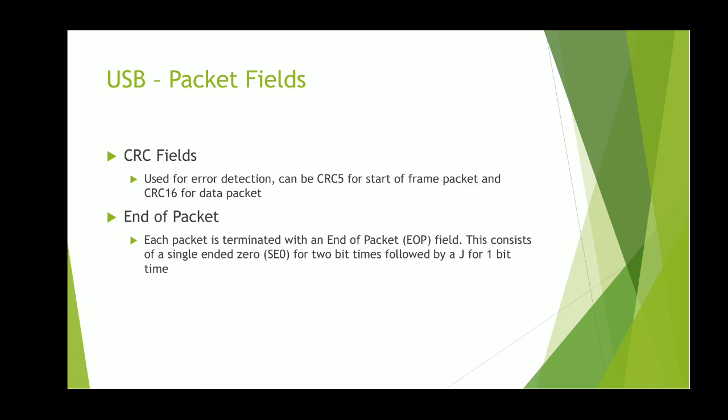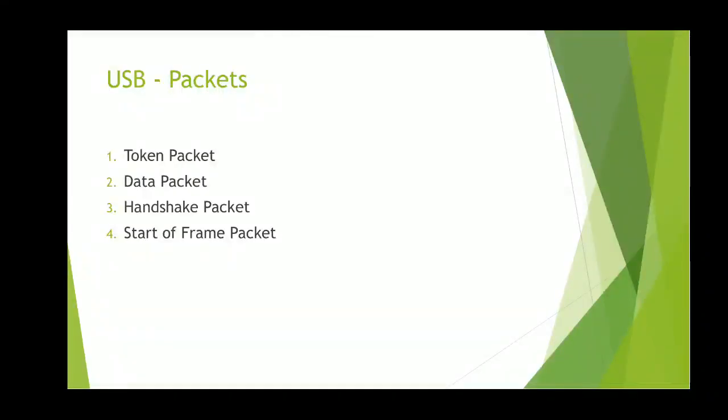After the CRC field, the next field is the end of the packet field. The end of the packet field denotes the termination of the packet, and it consists of single-ended 0 for 2 bit times followed by J for 1 bit time. USB protocol uses different types of packets for different applications. There are 4 types of packets supported by the USB protocol. The first is the token packet, then the data packet, then the handshake packet, and finally the start of frame packet.